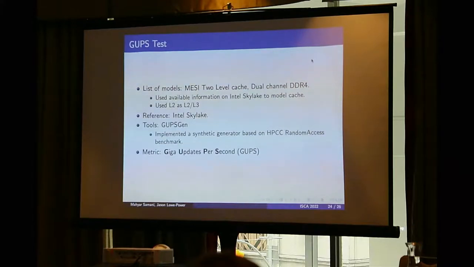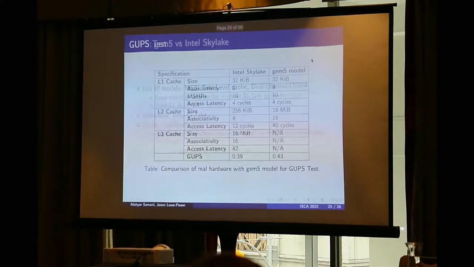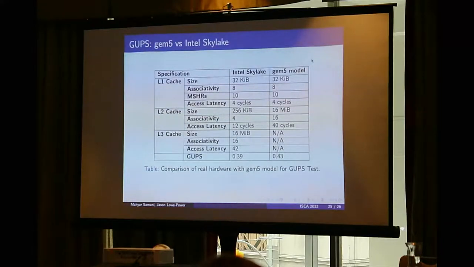Basically, what HPCC RandomAccess is, is a key value store application where you read a value, you update that value, and you write it back. In this table, I show the specifications of the caches both in Intel Skylake and the Gem5 model. In the last row, you can see the GUPS measurement for both Intel Skylake and the Gem5 model, and you can see that they are within 10% of each other.